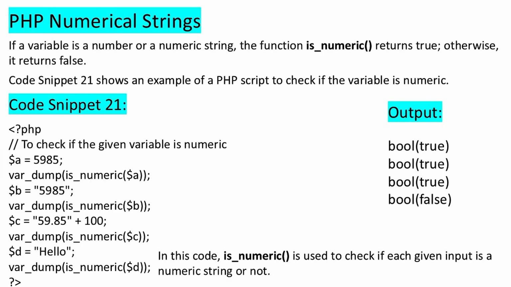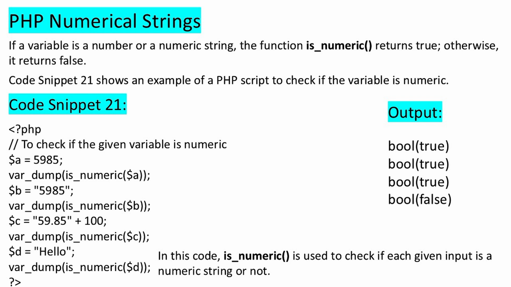Next, let's look at another important concept in PHP: numerical strings. In PHP, a variable can contain either a numeric value or a string that looks like a number. To check whether a variable is numeric, PHP provides a built-in function called isNumeric. This function returns true if the variable's value is either an actual number or a string that represents a valid number. If it's not numeric, the function returns false.